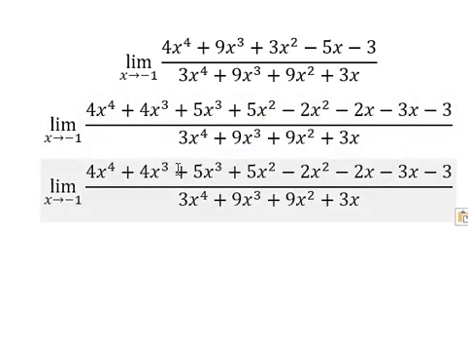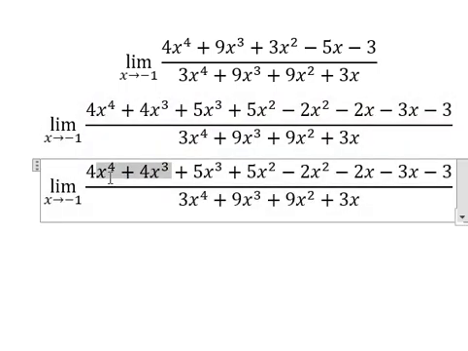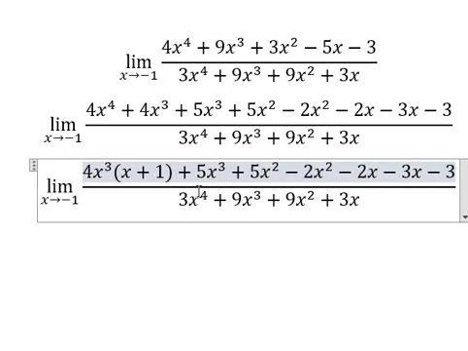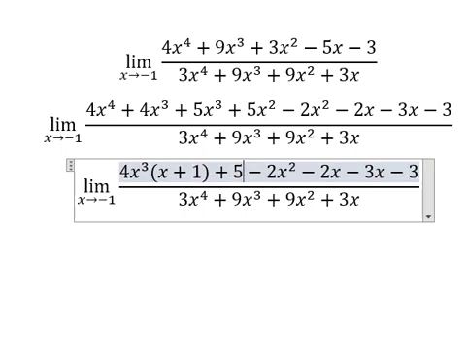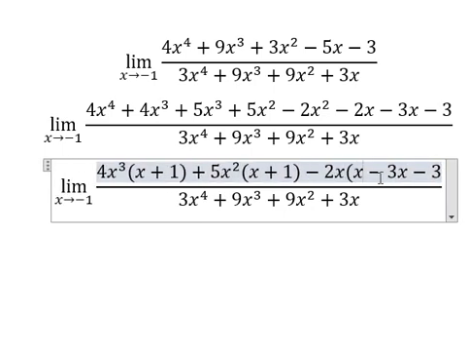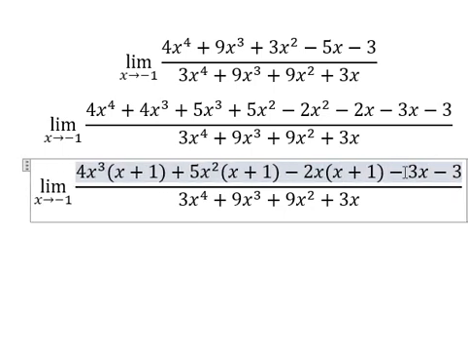Next, we can do factorization by 4x to the power of 3. This one by 5x squared. This one by negative 2x. This one by negative number 3.